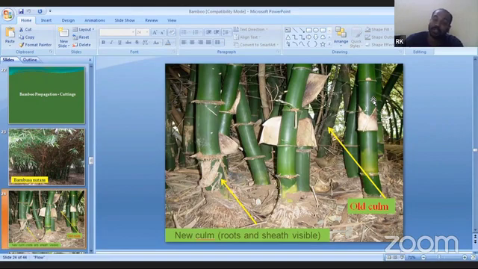Clump, that is the entire plant. These are two different words used only for bamboo. Roots, you see, are visible. Okay. Second thing.